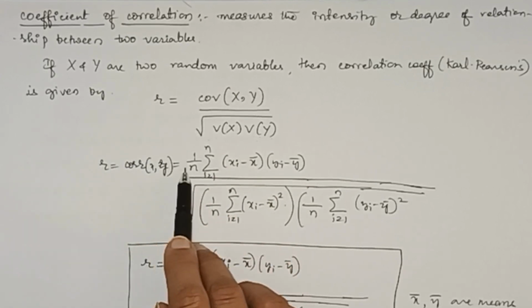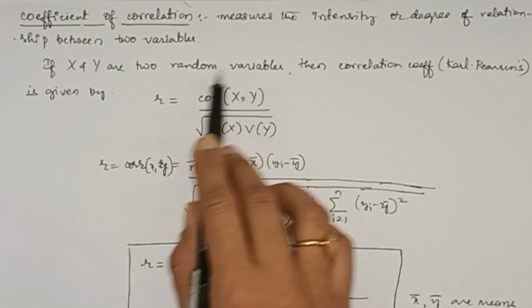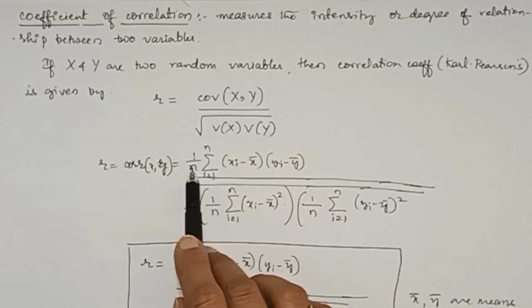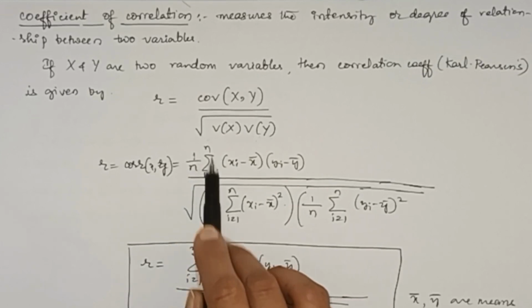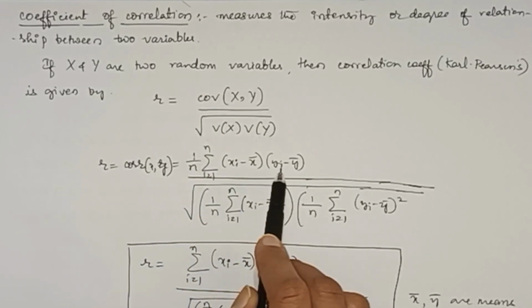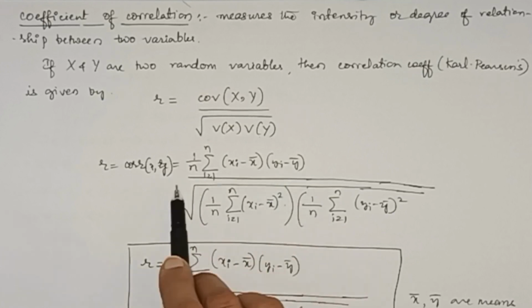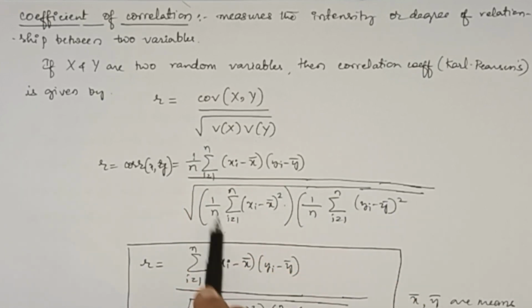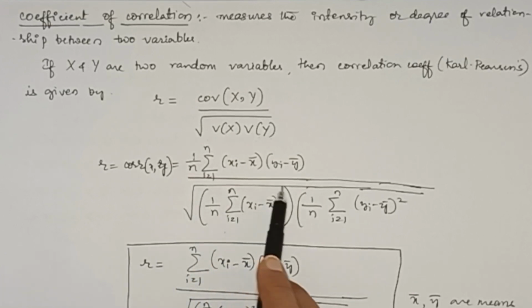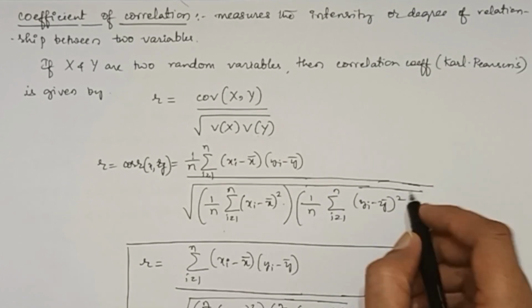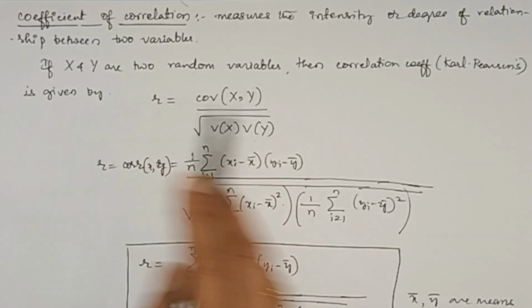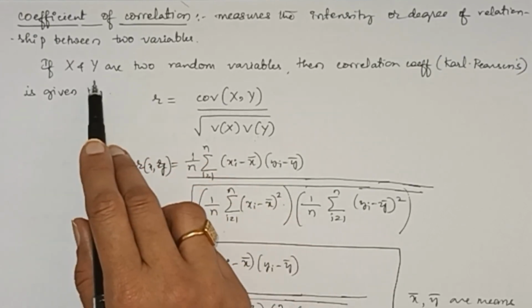So the correlation coefficient of x comma y, when you substitute the formula for covariance of x comma y, we have 1 by n, summation i equal to 1 to n, xi minus x bar into yi minus y bar, divided by square root of, to find the variance of the first series x, we have 1 by n into summation i equal to 1 to n, xi minus x bar whole square. Similarly for the second series, where x bar is the mean of the first series and y bar is the mean of the second series.